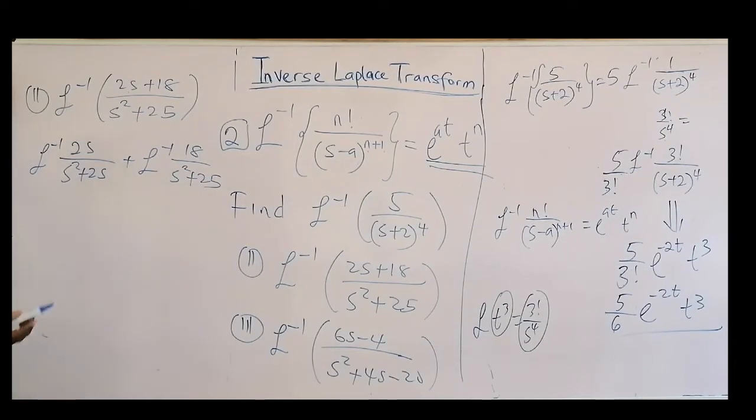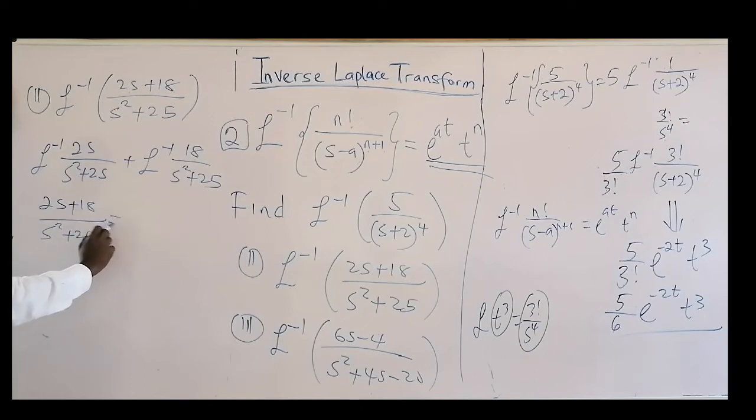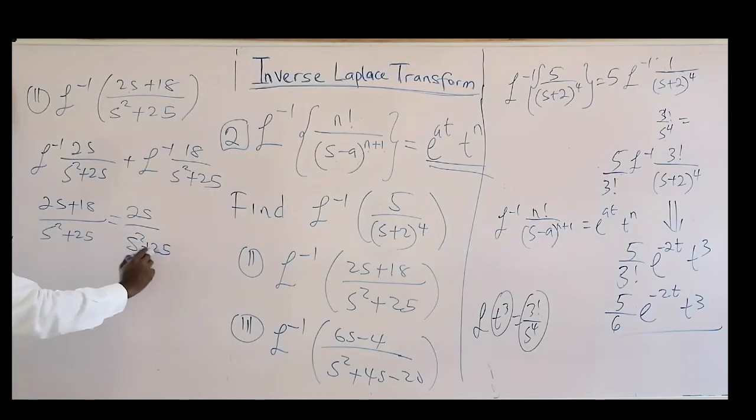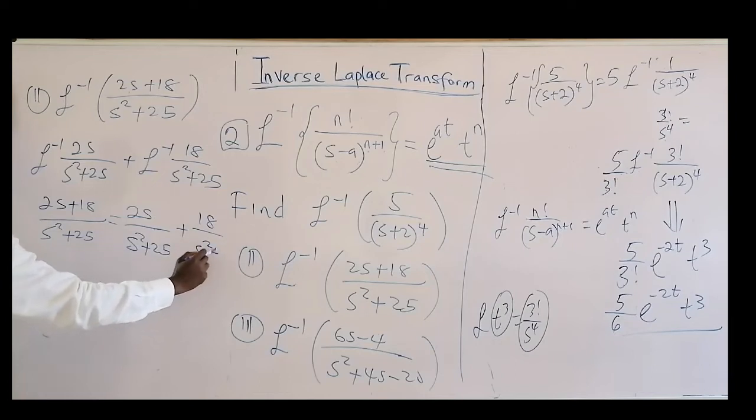And don't forget, normal algebra: if you have 2x plus 18 over x squared plus 25, it is the same as 2x over x squared plus 25, then plus 18 over x squared plus 25. Same thing.